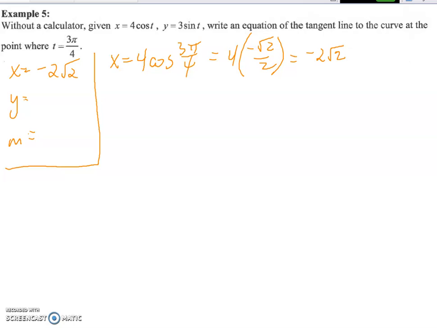So to get the y value, we're now going to plug 3 pi over 4 into the y equation. So we have y is equal to 3 times the sine of 3 pi over 4, which is equal to 3 times a positive square root of 2 over 2. Nothing simplifies here, so we just have 3 root 2 over 2.